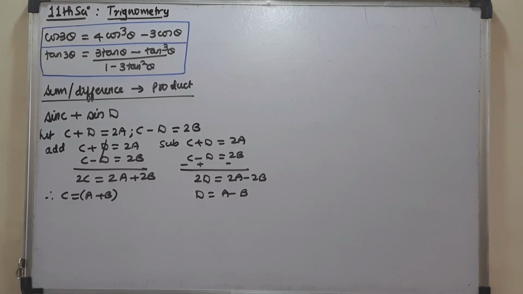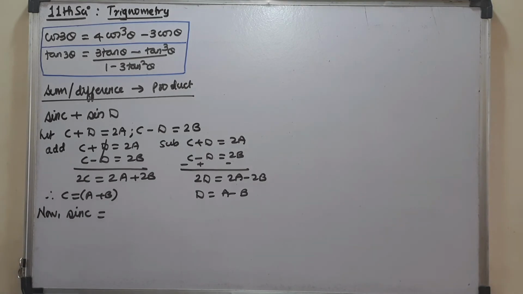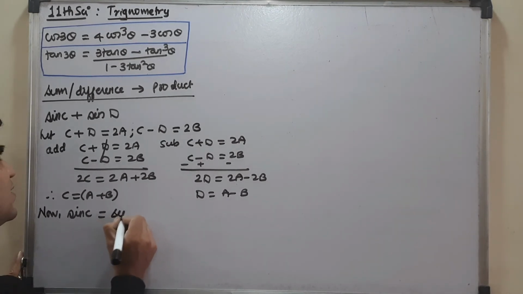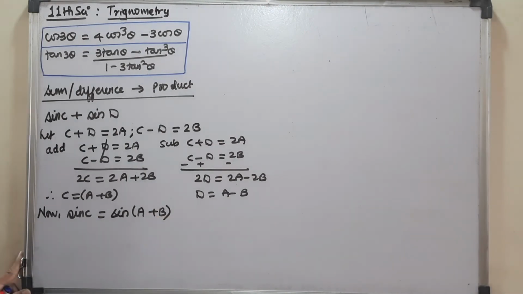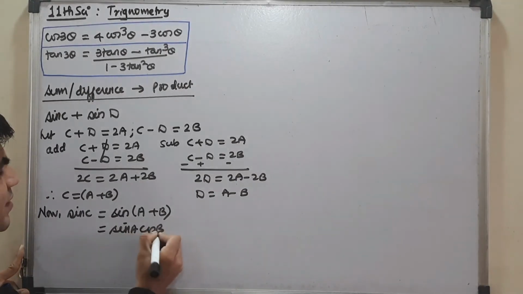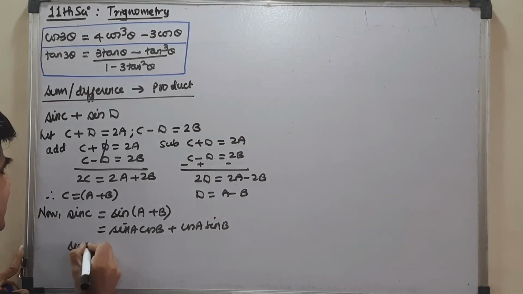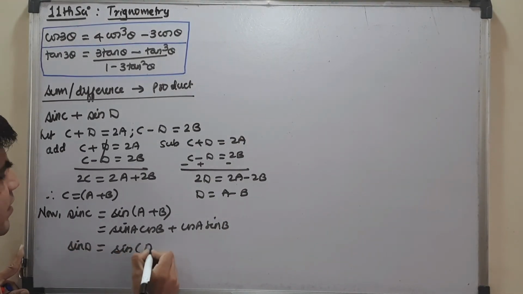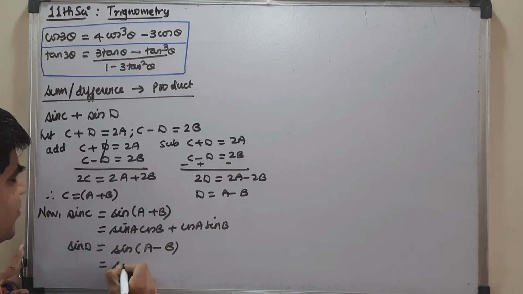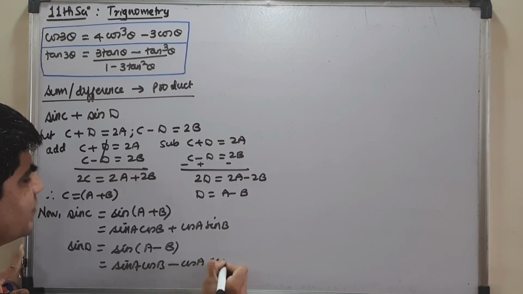So you got the value of sin c. Now sin c, if you see here, is sin of a plus b. Agreed? So it becomes sin a cos b plus cos a sin b. And what will we get for sin d? Sin d is equal to sin of a minus b, which is sin a cos b minus cos a sin b.